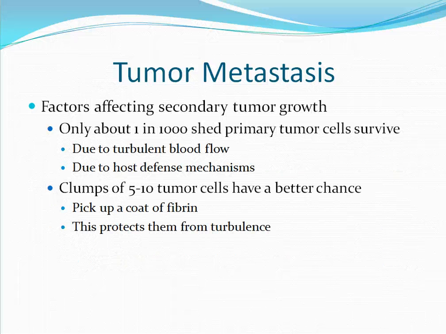What are some factors that will affect whether or not a secondary tumor will grow at that secondary site? Only about 1 in 1,000 shed primary tumor cells will actually survive. This is due to the turbulent blood flow, which causes physical disruption of the cells, and also due to the host defense mechanisms that will attack these cells because they recognize them as being foreign. Clumps of 5 to 10 tumor cells have a much better chance of survival. They tend to pick up a coat of fibrin around them, and this protects them from the turbulence as well as from our body's defense mechanisms.